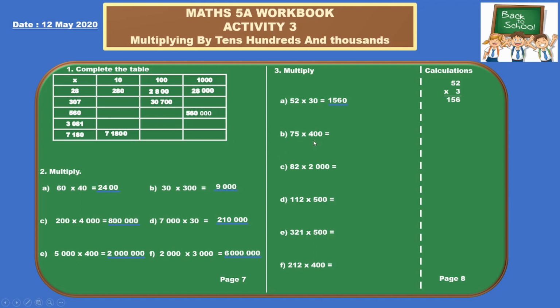Next, 75 times 400. Again, I want you to do your calculation on the right side. 75 times 4. 5 times 4, 20, carry 2. 7 times 4, 28 plus 2 is 30. So the answer for 75 times 4 is 300. But you are multiplying by 400 here. So all you need to do is to tag 2 more zeros. So it becomes 30,000. The rest, please do by yourself.